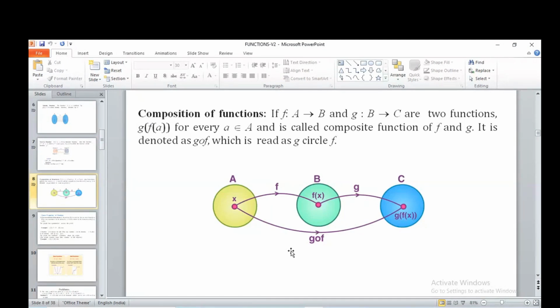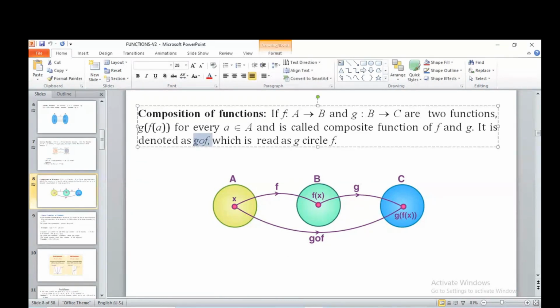Composite function. See, if f from A to B and g from B to C are two functions, then g of f of a for every a belongs to A is called the composite function of f and g. It can be read as g circle f, and is denoted by GOF. The circle is sometimes called GOF, but actually you have to read it as g circle f.